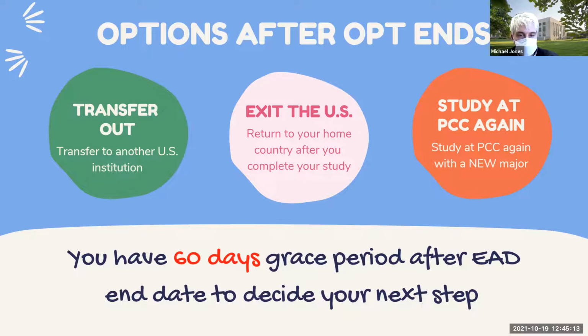If you want to study at PCC again, you will have to apply through the online student application. That's mainly so that we can get you back into our system so that you can register for classes. Remember, like I said, you have 60 days to decide to do one of these three options after you finish OPT. I mean, technically there's a fourth option. You could technically change status, but if you have questions about that, talk to a lawyer and then also talk to your advisor.